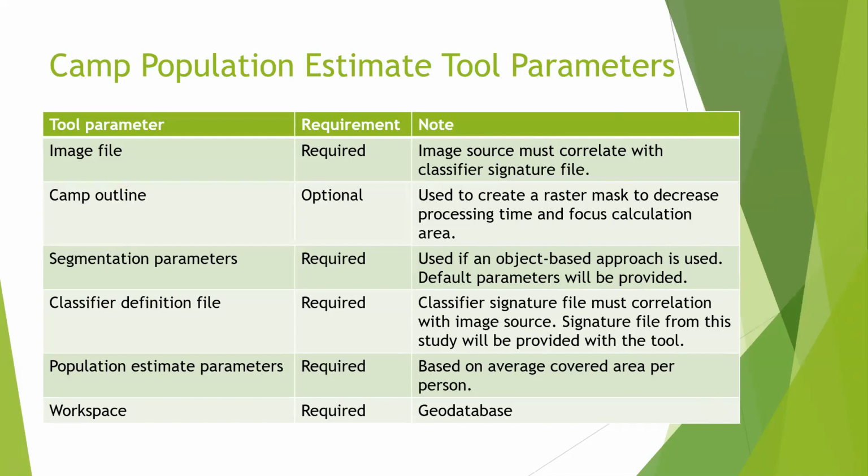because of the variation between sensors, as well as different geographical areas, as the signatures of the camp features may change due to geographical effects. The user will input the population estimates, which is the average person per covered area. And then the toolkit will ask for a workspace for all the data to be stored for the calculations.